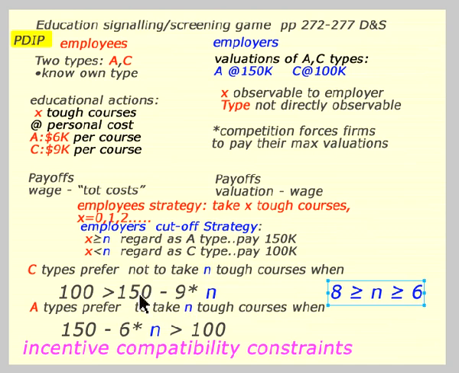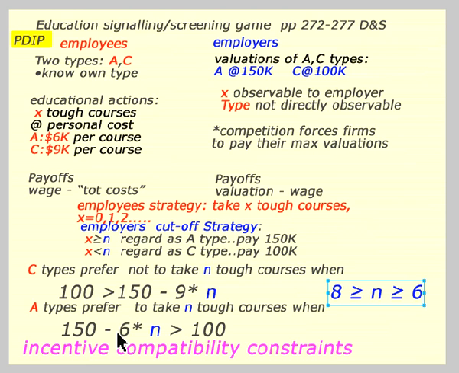Of course, the C types would prefer a salary of 150 minus 18 if n is equal to 2. But if n is equal to 2, the A types will prefer to take the tough courses, but so will the challenge type. We don't separate them out. So we've got to have n big enough, but we can't have n too big, because if n is too large, then the A types will think, oh, I don't want to do this PhD. It's like, this is too tough. So they won't do the tough courses. Neither will the challenge types do the tough courses. And in those two situations, we might get a pooling equilibrium.